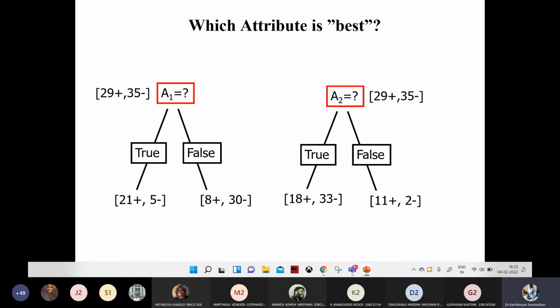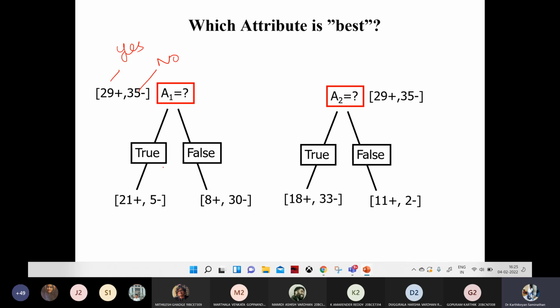Can you predict where this 29 plus and 35 minus came from in the table? If you recall the Find-S algorithm and the candidate elimination algorithm, there will be a table. From there, the target concept is yes and no. So 29 plus means 29 yes type, and 35 is no type: positive hypothesis, negative hypothesis.